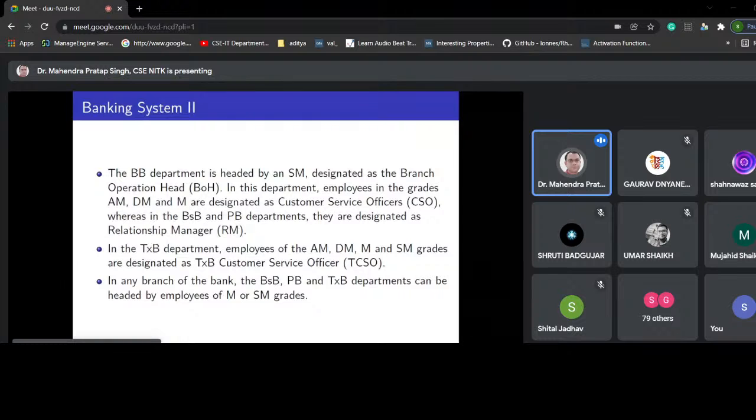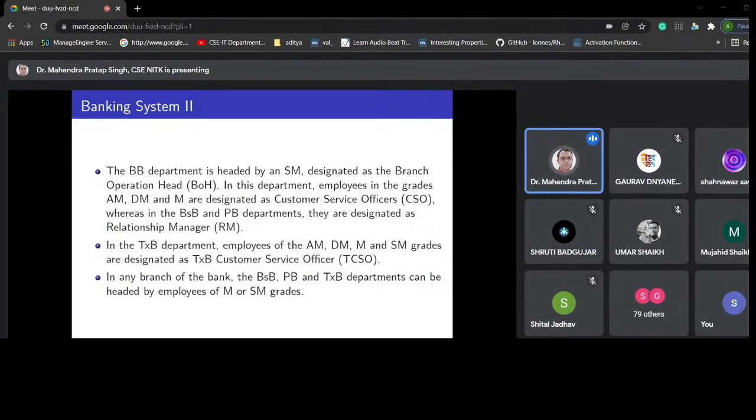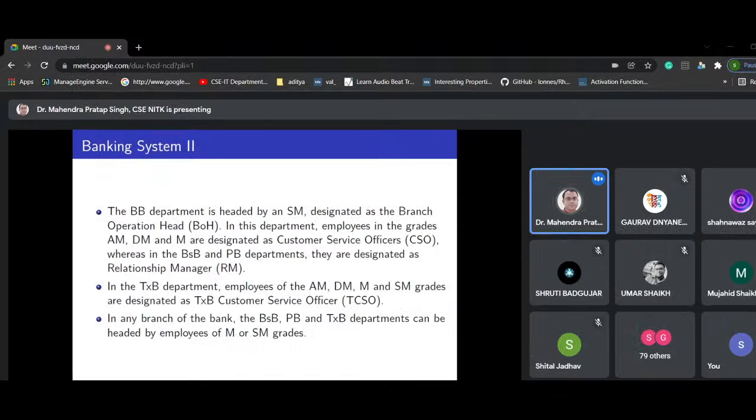Just keep these things in your mind, because when we are going to define access control policies, access control rules by using a particular access control model, then we are going to identify different types of things from a scenario. And in our case, we are going to consider the banking scenario only. So in this branch banking department, employees in the grades such as AM assistant manager, DM deputy manager, M manager are designated as customer service officers.